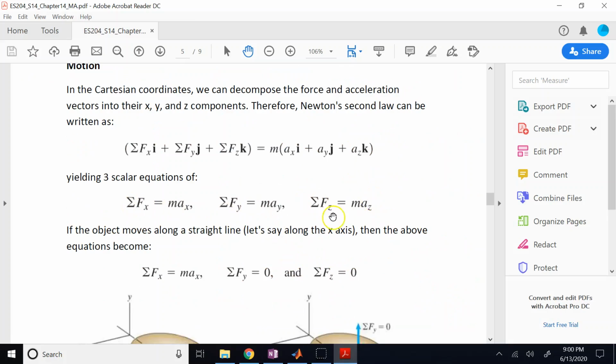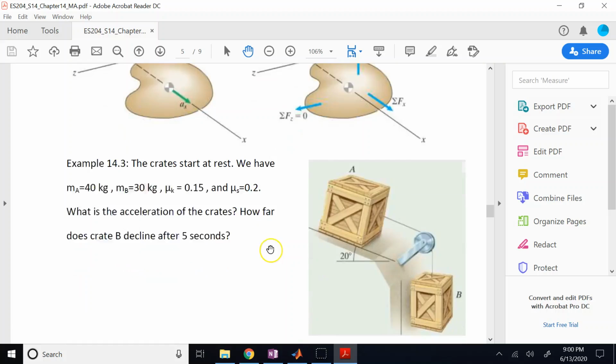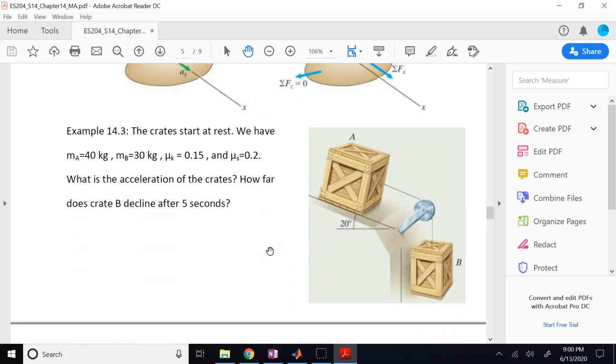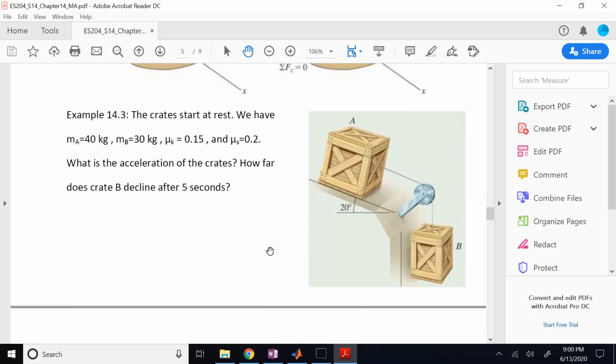Now, if along any of these directions the object does not move, it means the acceleration in that direction is 0, so I get static equations like this. So very simple, looks like what you had in physics, but now we want to apply this to this example 14.3, which is a nice example. And again, it might look like some of the problems that you have seen in the past, which you probably did, but we want to go in detail and discuss this nice example.